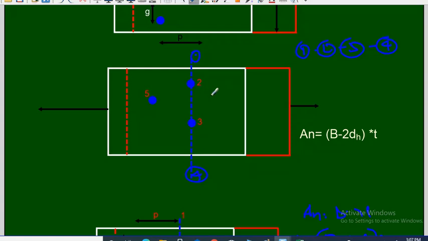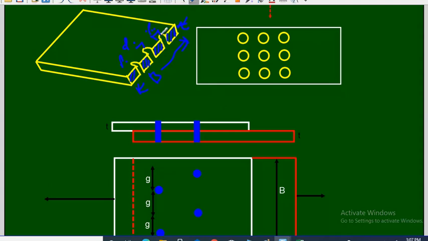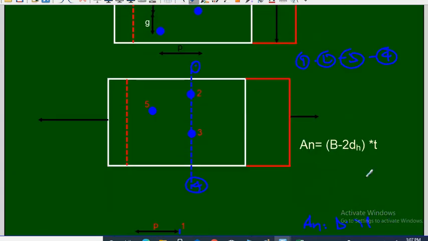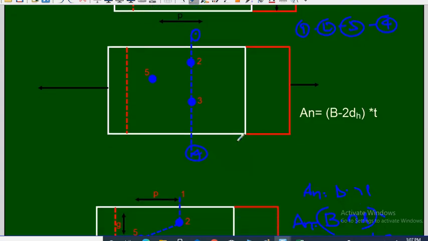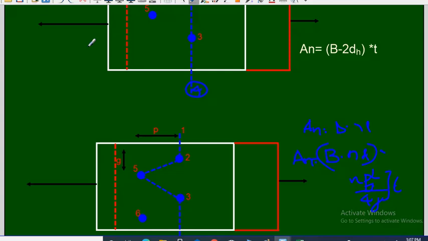Okay, here it is, same as in the case of a normal cutting like this. In this case, An is equal to (b minus 2d) into h, because two holes are there, so (b minus 2dh) into t. This is okay, no confusion here.